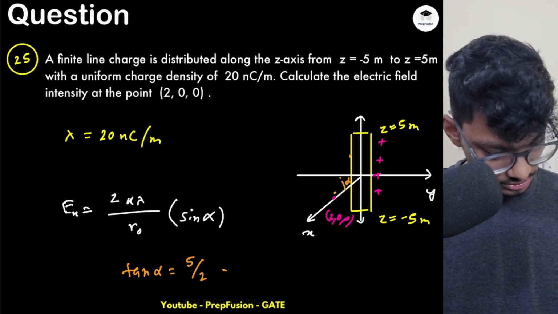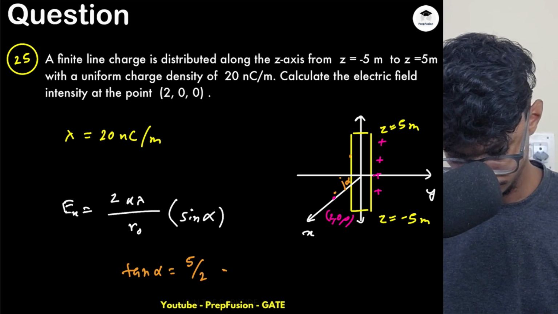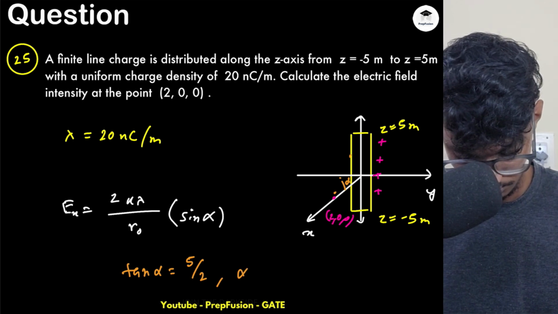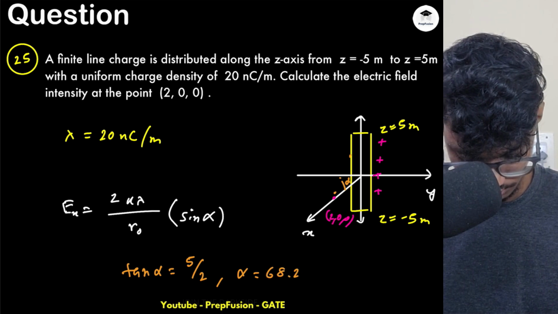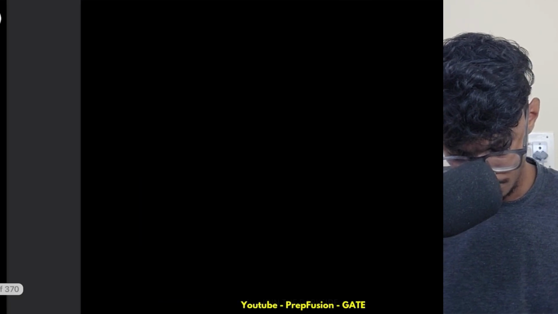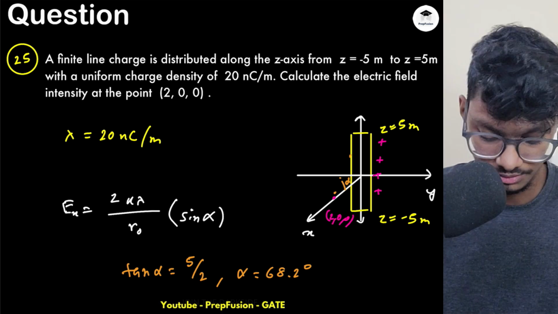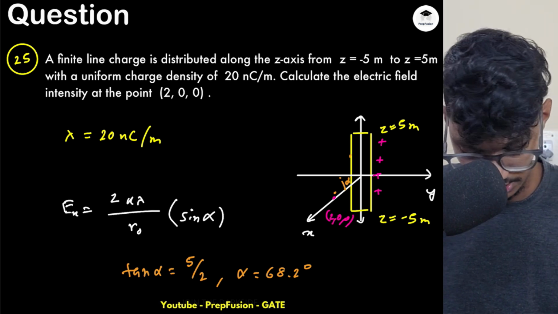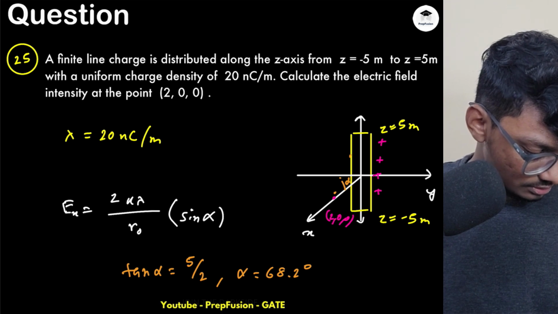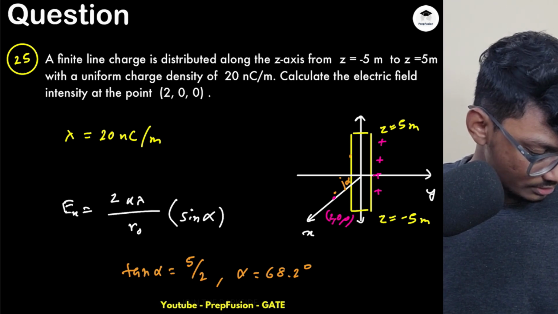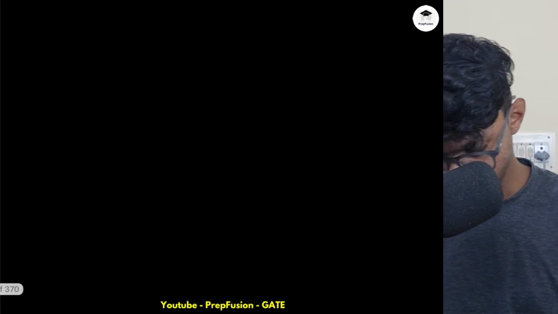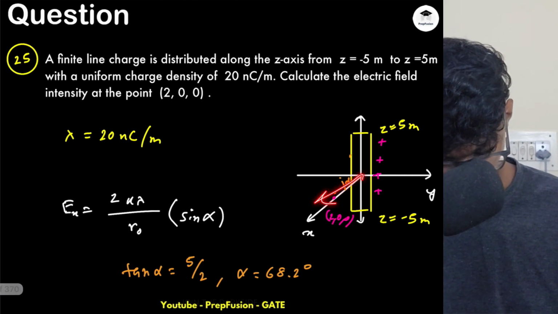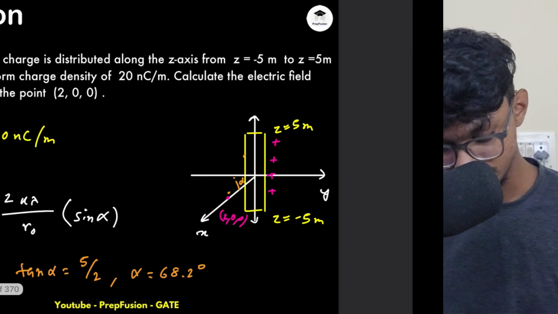So alpha is tan inverse of 2.5, which is 68.2. So what is sine alpha? Sine of this will be 0.982. So E along the x, right? Now you have to identify that this is in the positive x direction.